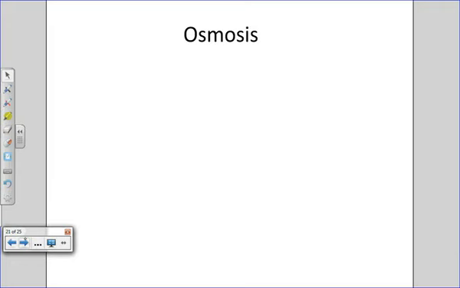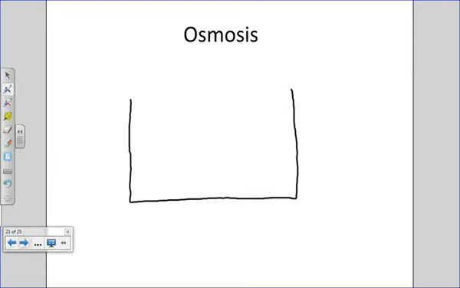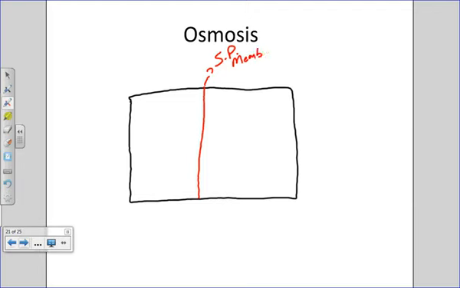Osmosis tends to be confusing just because of how people look at it. All right. So let's draw this on here. Let's say we've got a membrane here. Okay, we've got a membrane there. Now, this is what's going to be our, I'm going to abbreviate this, selectively permeable membrane. And then we'll call this side A, we'll call this side B.